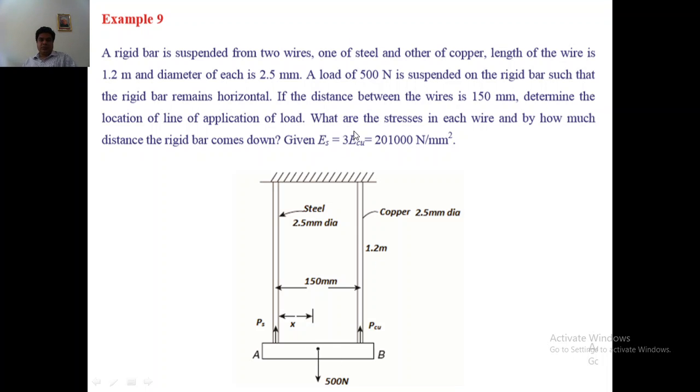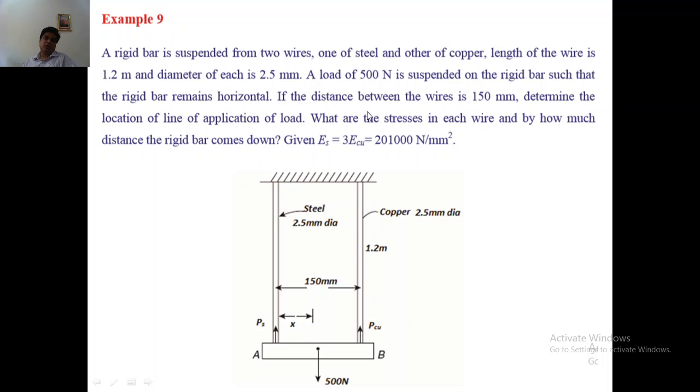And Young's modulus is given in terms of a ratio here. Young's modulus of steel is 3 times Young's modulus of copper. That relationship is given. Anyway, we'll use this. So this is the given data.